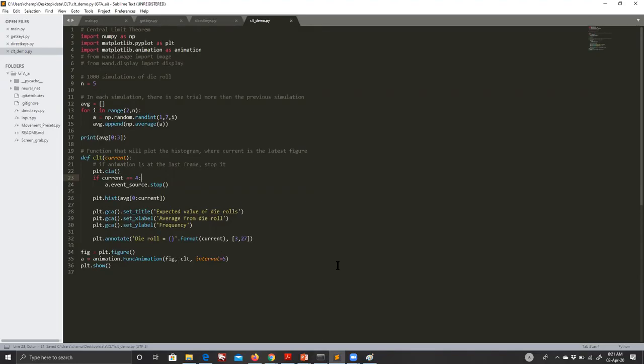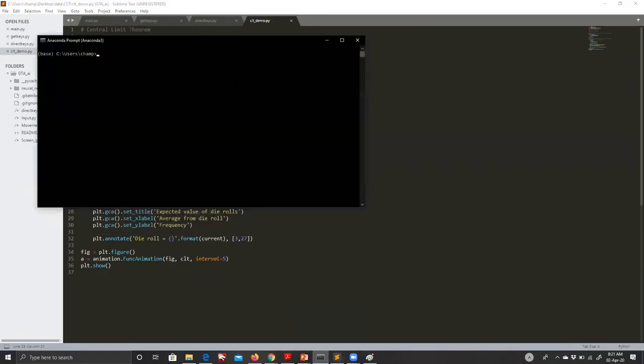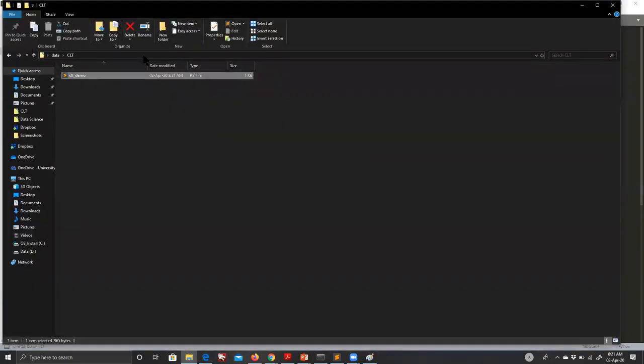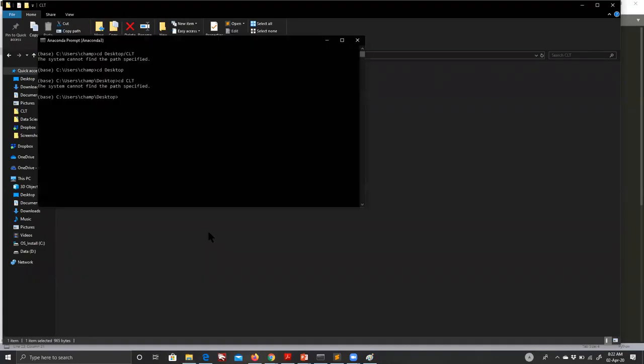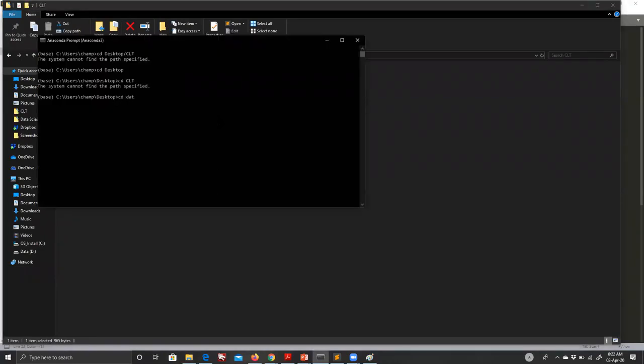Now the problem is this code doesn't run on Google Colab correctly. The animation part just doesn't occur. So I have to run it in my own environment. Let's just do this here. cd CLT. Weird. Where is it going? One sec, let me look at it. My path is data, sorry. cd data.